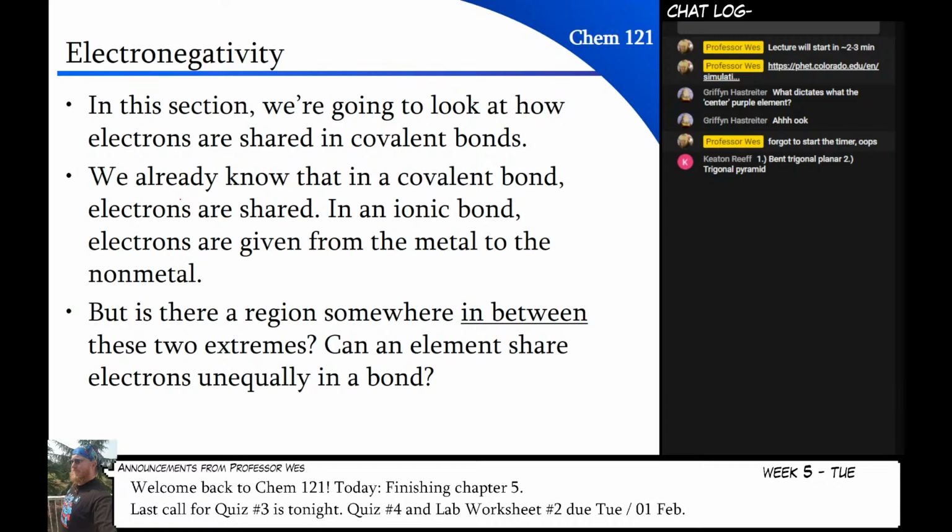So you already know that covalent bonds share electrons, and that ionic bonds transfer electrons from the metal to the nonmetal. Now, the question that I have for you is, is there a sort of in-between state where we have in-between sharing and in-between transfer? Like, we share part of the time, but then we have to slowly give it up.